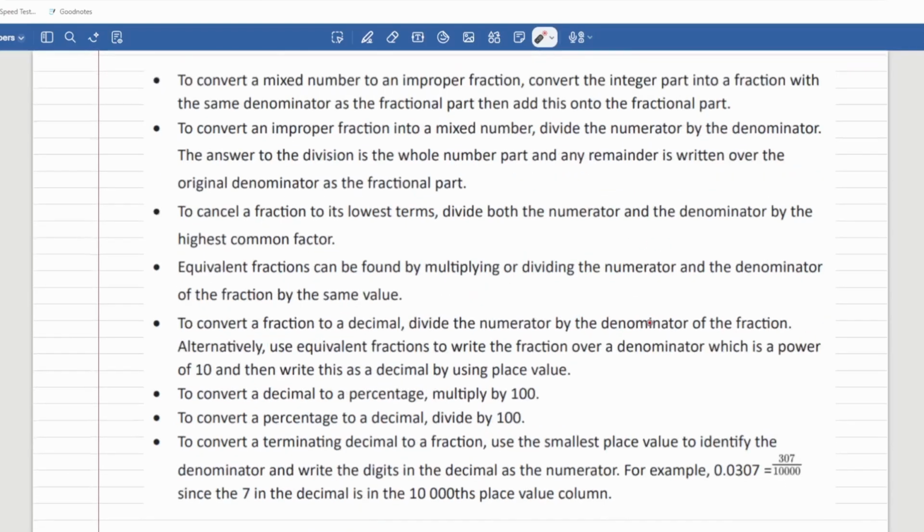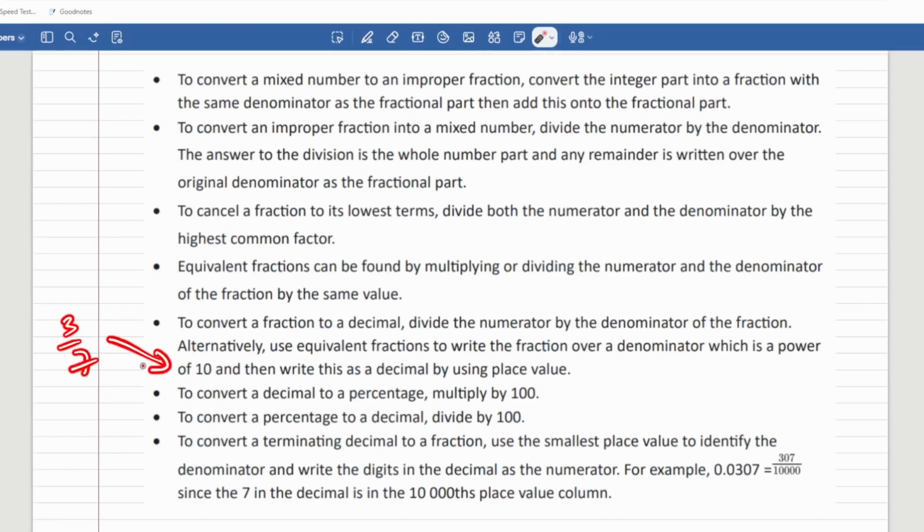To convert a fraction to a decimal, just divide. Alternatively, we can use equivalent fractions to write the fraction over a denominator which is a power of 10 if possible. Okay, this will not always be possible. If, for example, your fraction is 3 by 7, there's no way you can write it as a denominator of 10. Alright, to convert a decimal to a percentage, multiply by 100. To convert a percentage to a decimal, divide by 100.